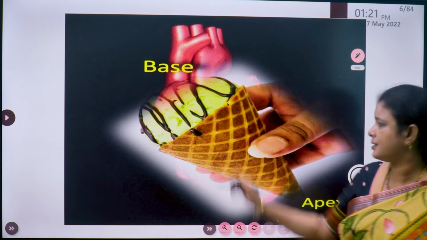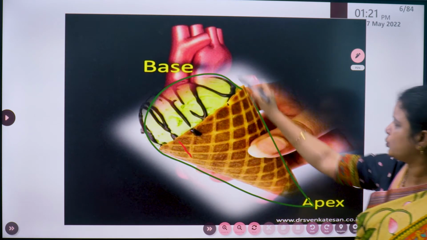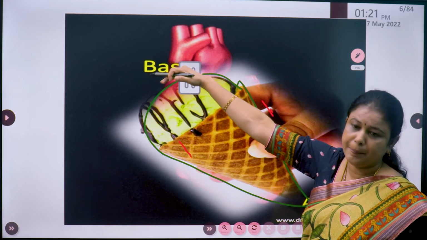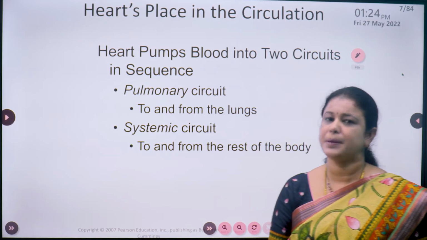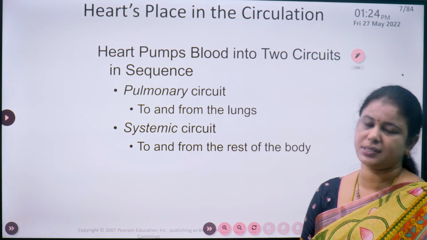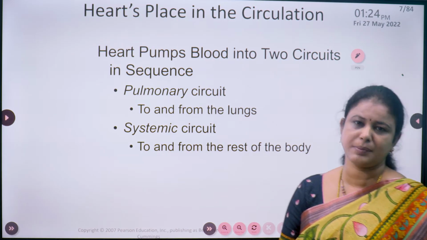The heart is a cone shaped organ. This is the base and this is the apex. The heart pumps the blood in two circuits: the pulmonary circuit, or pulmonary circulation, and the systemic circulation.